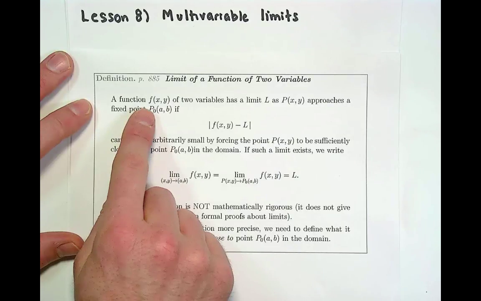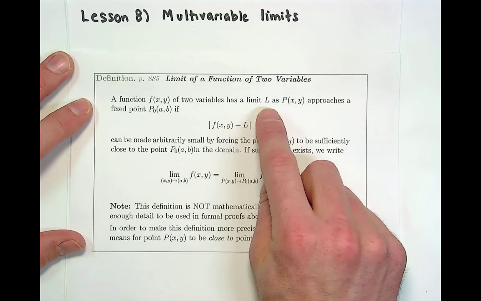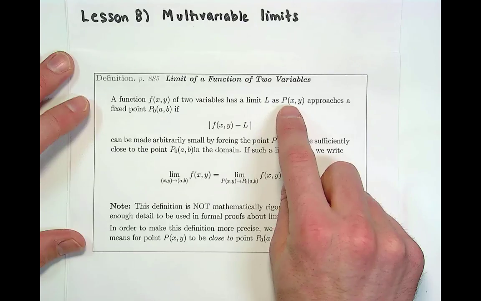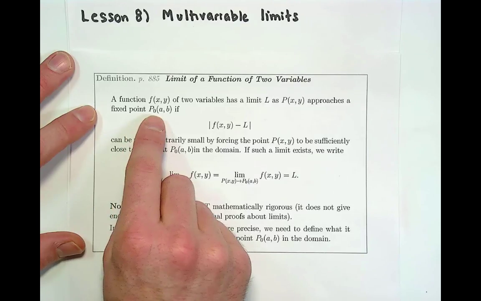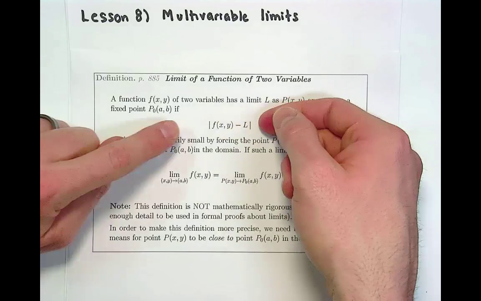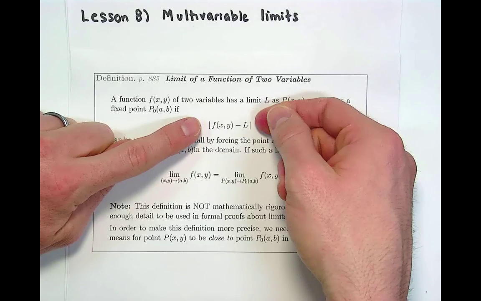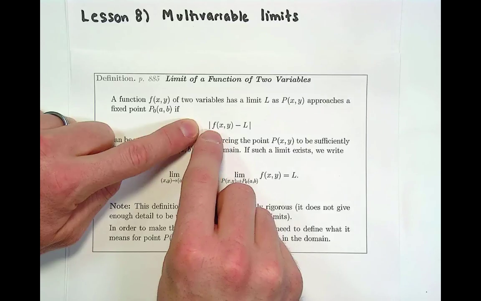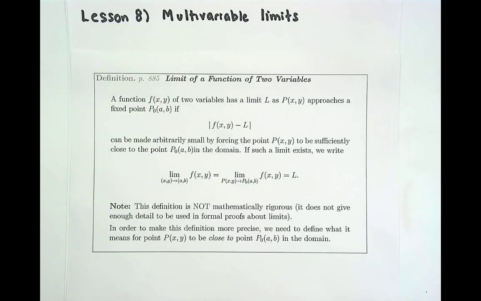For a function f of x, comma y with two variables, we say this function has a limit L as the input points P with coordinates x, comma y approach a fixed point in the domain, P naught, with coordinates a, comma b, if the distance between f of x, y, and L, which is measured as an absolute value, this is not a two-norm, the output of f of x, comma y is a real number, L is a real number, so the distance between them we measure as the absolute value.